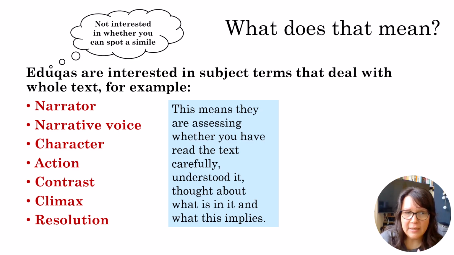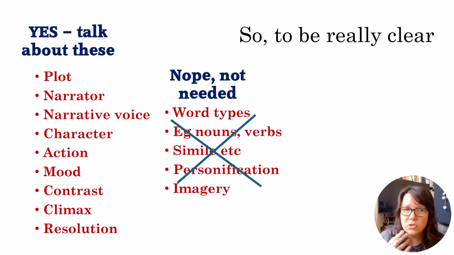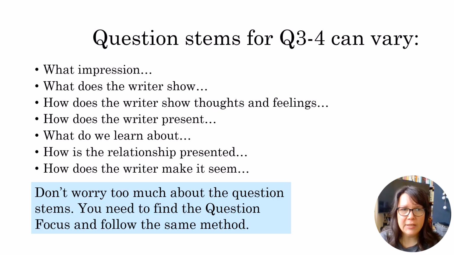They are assessing the fact that you can read the text carefully, understand it, think about what is happening and what that implies. So to be really clear, for English language, you are not expected to identify word types at all. You are expected to talk about the things that deal with the whole text. All right, now let's have a look at questions 3 and 4.